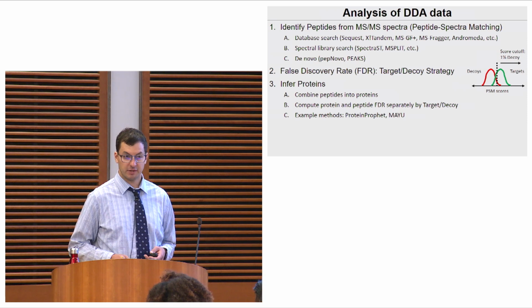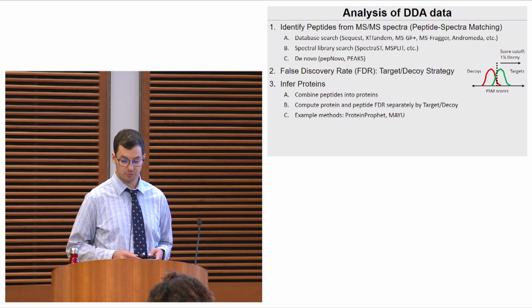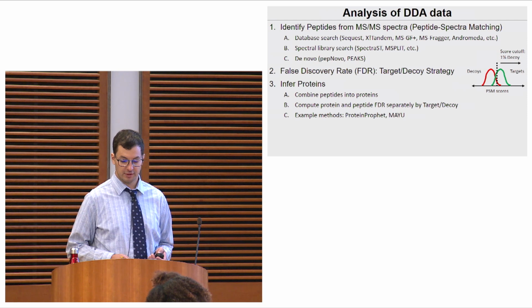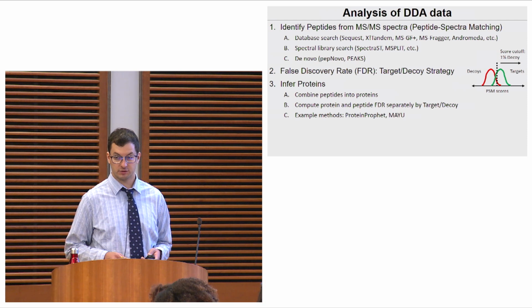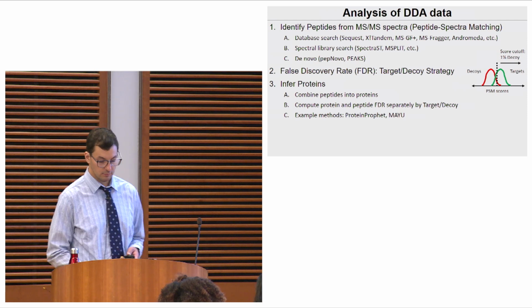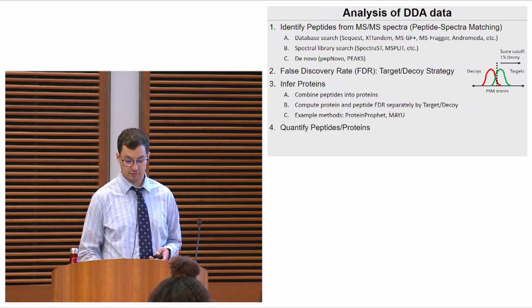After you've identified your peptides and assigned statistics to those identifications, you probably need to infer proteins. So although in bottom-up proteomics, we're actually looking at peptides, we need statistically rigorous ways to determine what proteins we found. And it's important to note that you must compute your protein and peptide FDR separately. So 1% peptide FDR will almost always correspond to a higher protein FDR. And there's many different programs that will do this for you. A couple examples are Protein Prophet and Mayu. And there's actually many different tools.